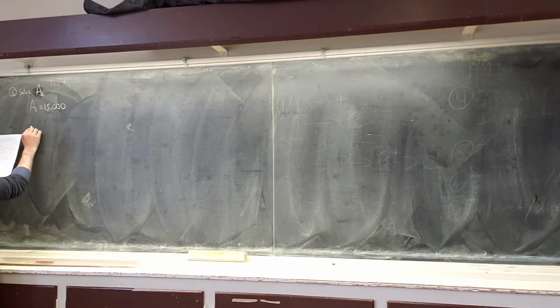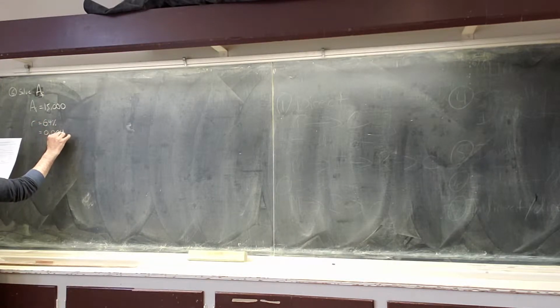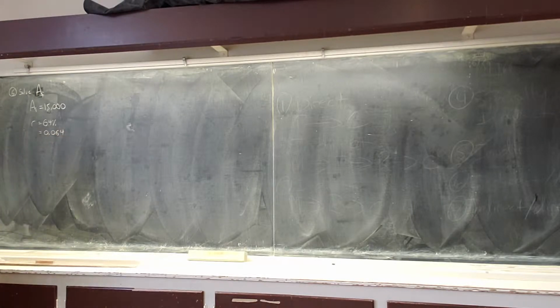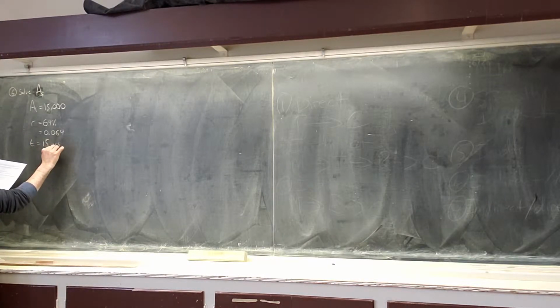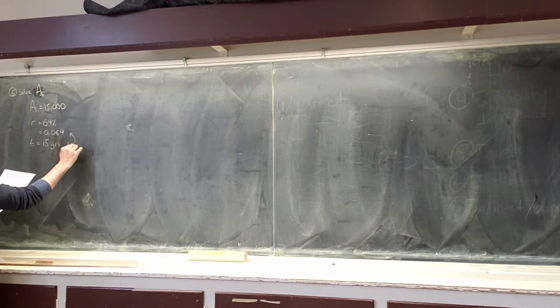Okay. Next, the rate is 6.4%, which is of course 0.064. I'm hoping by now you're able to convert very quickly so you don't have to waste too much time on it. The time that is given is 15 years. Does it match with my rate? Yes, 6.4% per year. Time, 15 years. They match up.